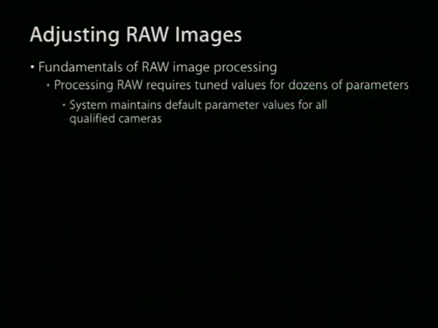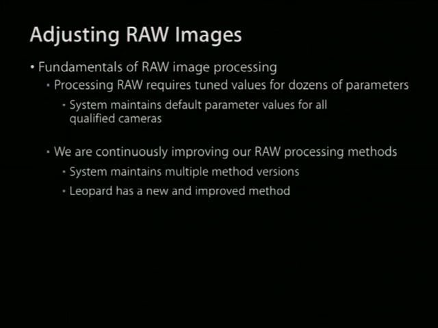So this is a very complex process and requires dozens of parameters in order to handle it correctly. And so for each camera make and model that we support, we have default parameters. We are also constantly improving our raw processing methods. And so the system maintains a set of method versions that have been supported in the past so that applications that need to reproduce old results can continue to do so. And lastly, as I mentioned before, Leopard has a new and improved method that improves handling of moiré noise, high ISO noise, and also adds broader support for DNG formats.